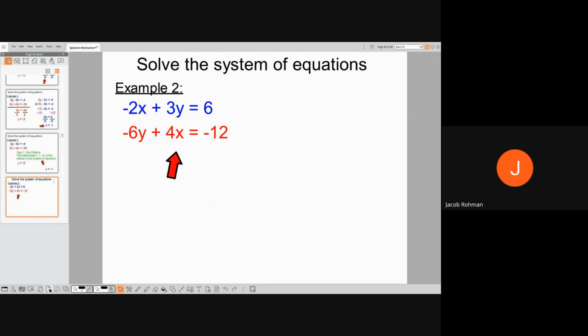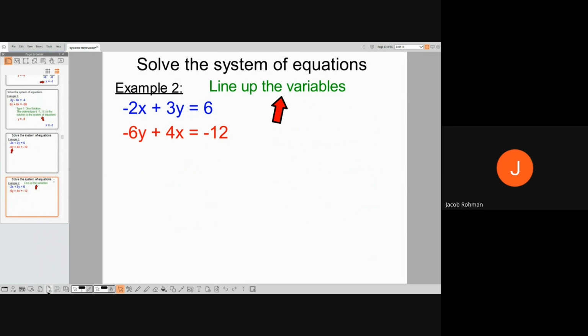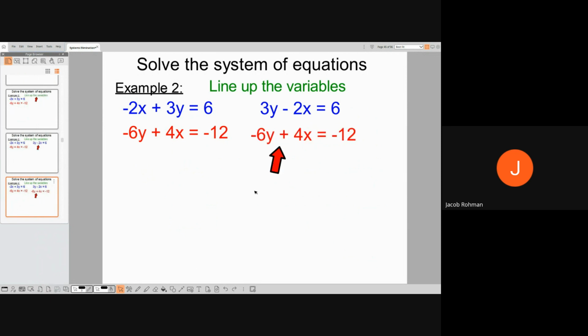Okay, let's look at a second example here where we have the x's on different parts here and the y's on different parts. Well, we can just rearrange this top equation so that the x's and the y's line up. So let's first look at that. Line up the variables, switching around the 3y and the negative 2x so that it lines up with the bottom equation where the y's are vertically stacked and the x's are vertically stacked, okay?